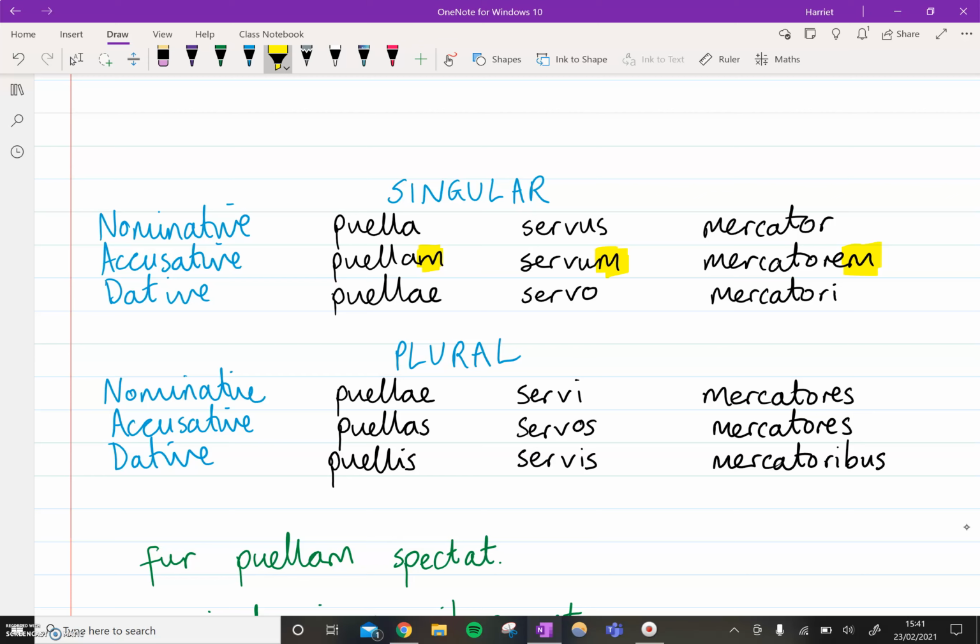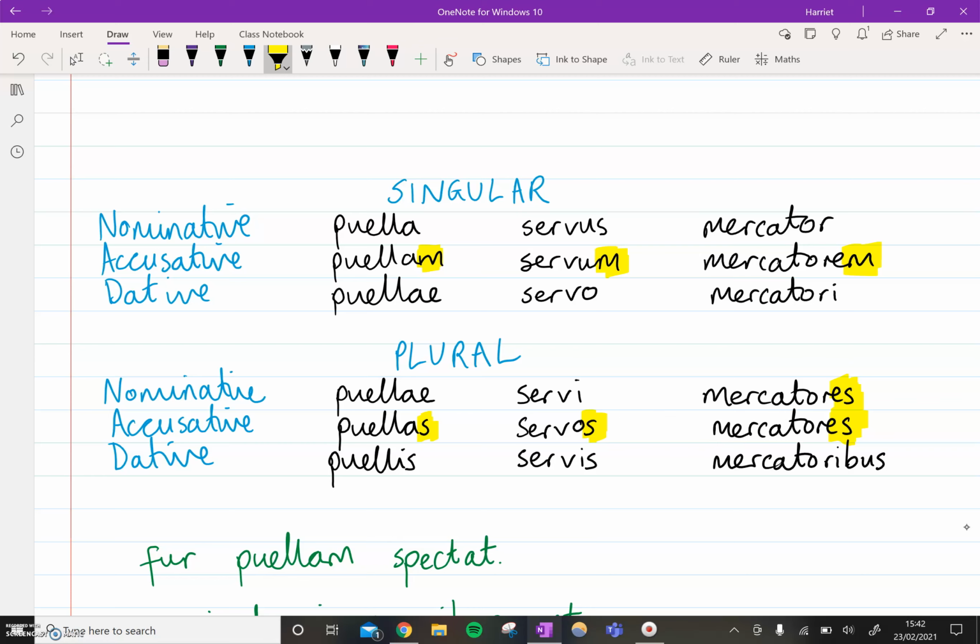The accusative plural, they all end in S. As, os, and es. So if you see a word that ends in S, then it means that it's more than one thing receiving an action. So puellas, the girls, servos, the slaves, mercatores, the merchants. Notice how mercatores in the nominative looks exactly the same as it does in the accusative, which makes things a little bit more complicated, but usually the nominative will be found at the start of a sentence. So if you have mercatores at the start of a sentence, you know it's the nominative and therefore the doer of the action rather than the accusative.